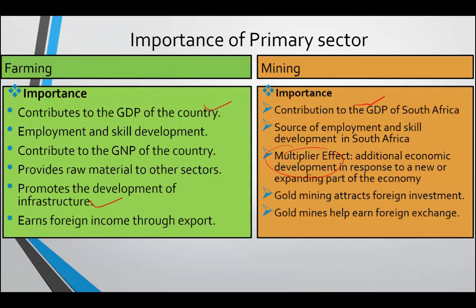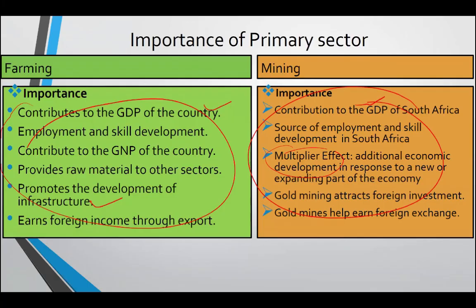How can we make the best of it? So these factors can be used interchangeably. It earns foreign exchange through export. So when we export farm products, we're going to earn foreign exchange. Also, when we export raw material in terms of minerals from mines, we'll also earn foreign exchange. So whatever you have learned as the importance of mining can also be applied as the importance of farming and mining, because it's all extraction of raw material.